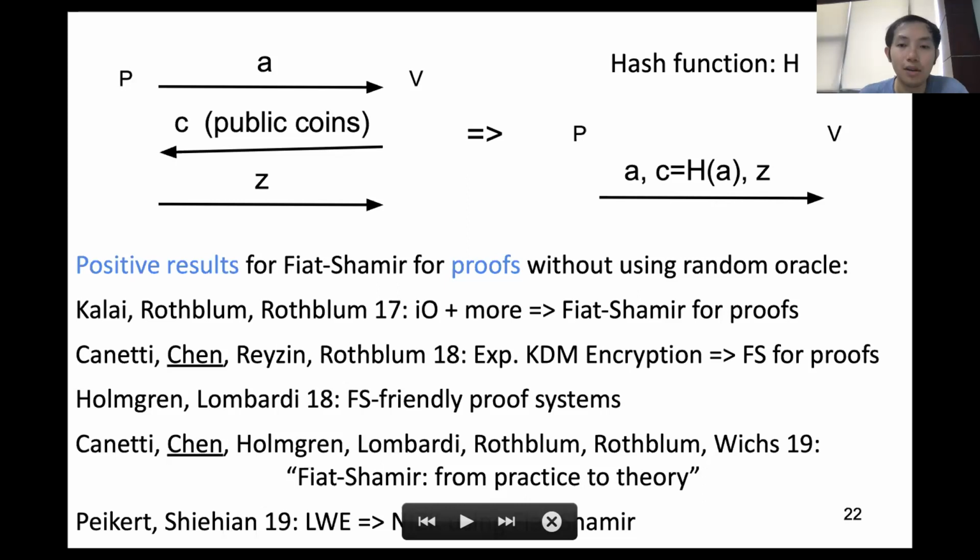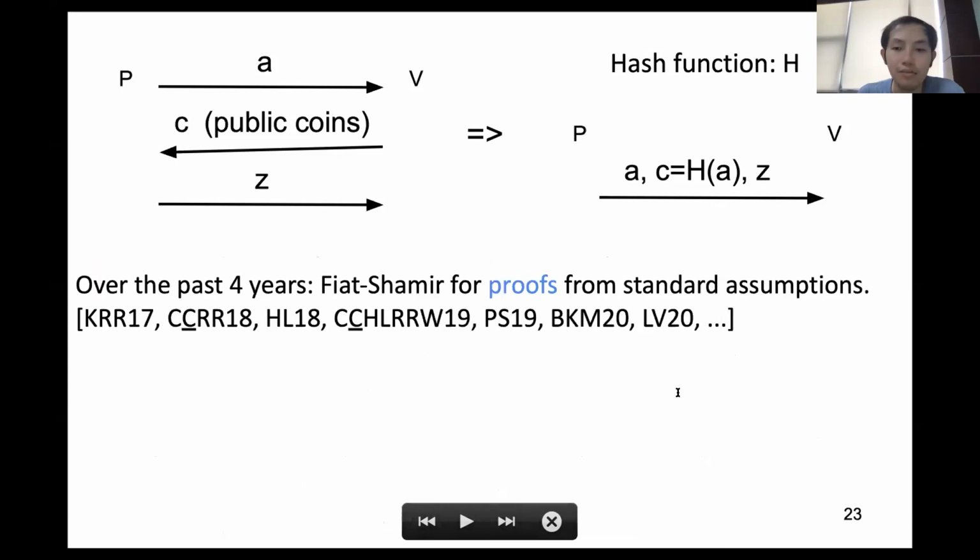And there is more work that I didn't even include in the slides. Like using this technique, you can also construct a lot of non-interactive protocols just using standard assumptions without using the random oracle model. So let me emphasize what the open problem is at this time.